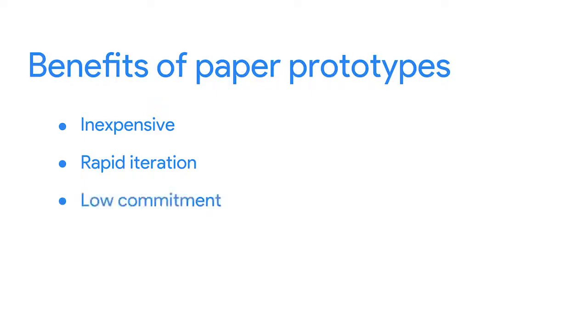Third, building paper prototypes is low commitment. Digital prototypes take a while to make, so it can be painful if you need to totally scrap them, but paper prototypes can be made quickly, so it doesn't burn so badly if they need to be trashed. Fourth, paper prototypes encourage honest feedback. Paper prototypes are less polished, which makes your teammates and users feel more comfortable criticizing them.